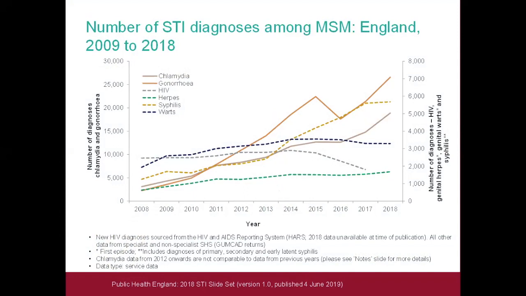And so picking up on that, over the last decade, there's been a general steady increase in the number of STIs amongst GB-MSM. And keeping gonorrhea as an example, while it was a relatively infrequent diagnosis among GB-MSM in 2009, with about 3,500 diagnoses, last year it was the most frequently diagnosed STI with over 26,000 diagnoses.